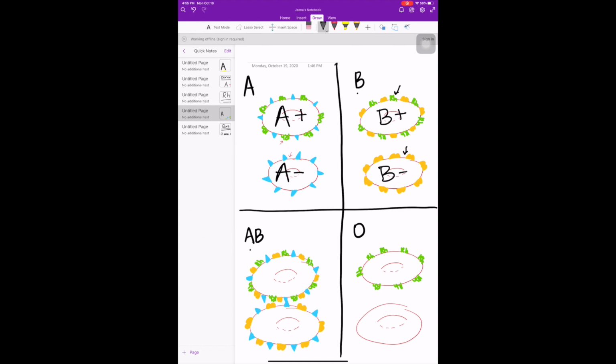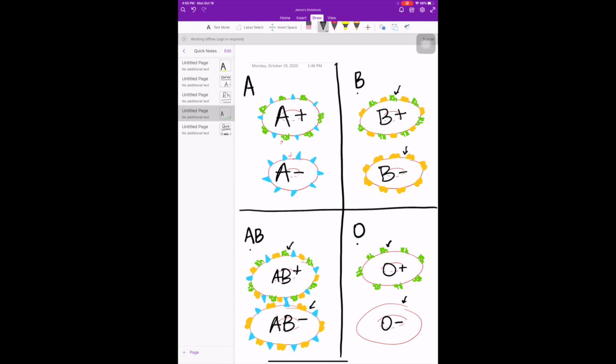And then for AB, you have Rh on this one, no Rh on that one. So this is AB positive and AB negative. Now for the O's, you see the Rh and no Rh. This is O positive and O negative.